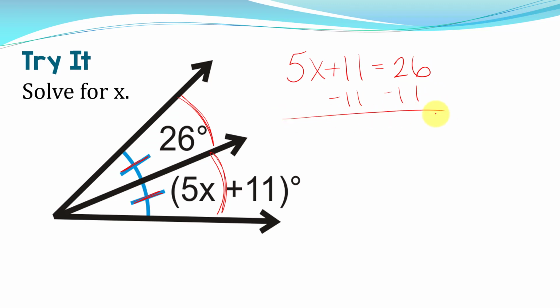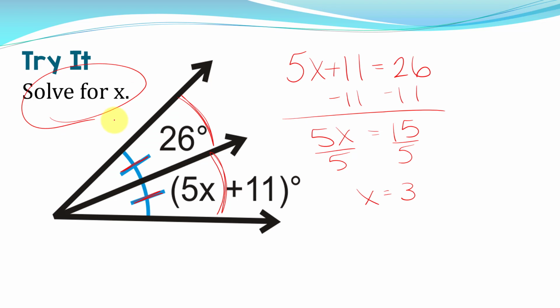Subtract 11 from both sides. 5x equals 15. Divide by 5. And x equals 3. Now in this problem it said solve for x, so I'm done. I don't have to go back and substitute in. But if I did, let's check that out. 5 times 3 is 15 plus 11. That equals 26. So we can verify that our answer is correct, because when we substitute in, both angles are congruent to each other.